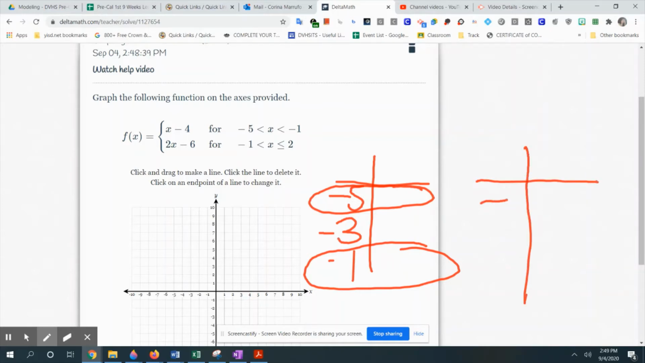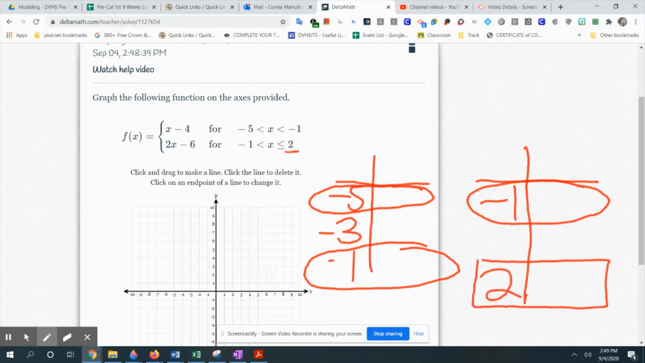So -1, it is only a less than, so it's going to be an open circle all the way up to 2. And it is going to be a closed circle because it says equal to on there. And then we pick a number in between -1 and 2. Let's pick 0. Okay, so first for the x minus 4 function, we're going to have to plug in -5.